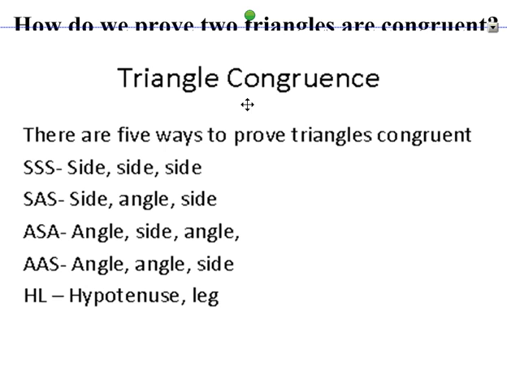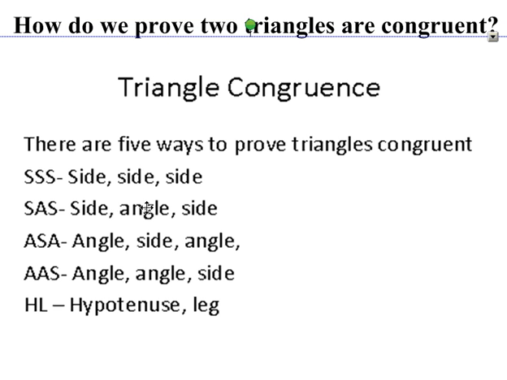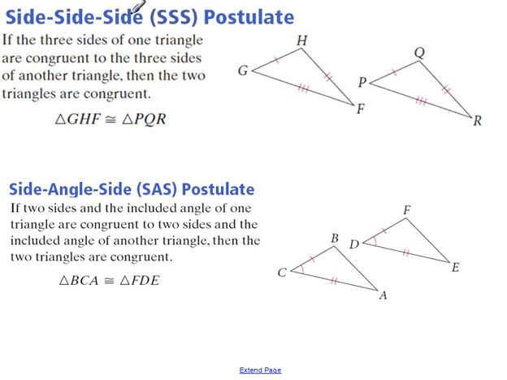We can use the side-side-side postulate, the side-angle-side postulate, the angle-side-angle, the angle-angle-side, or the hypotenuse-leg postulates. So these are all postulates. They are all ways of proving that triangles are congruent. So let's just break down each one. So the side-side-side postulate says if the 3 sides of one triangle are congruent to the 3 sides of another triangle, then the 2 triangles are congruent.